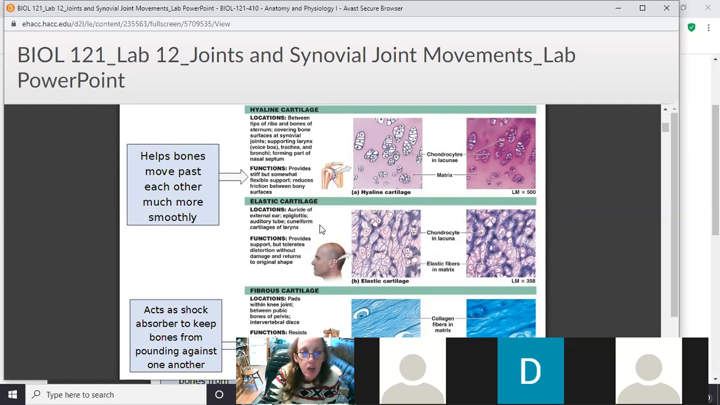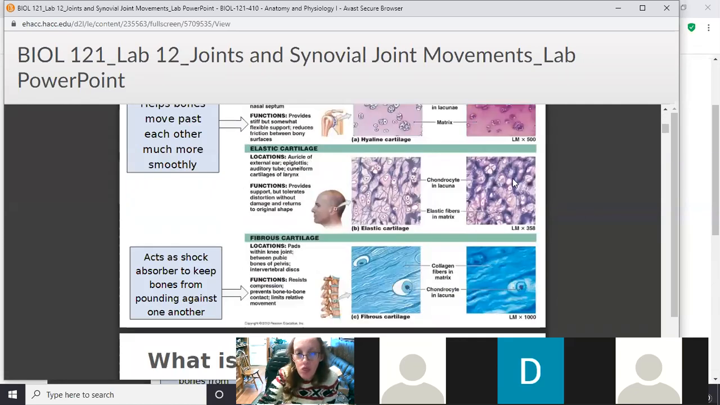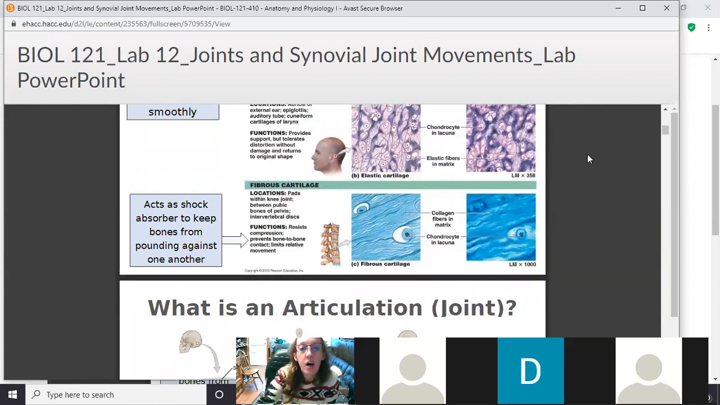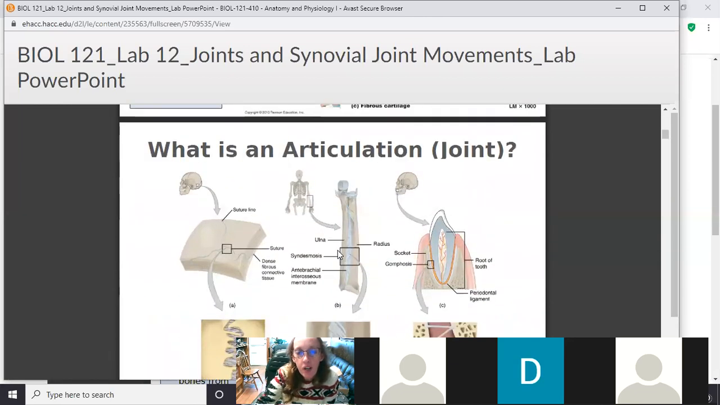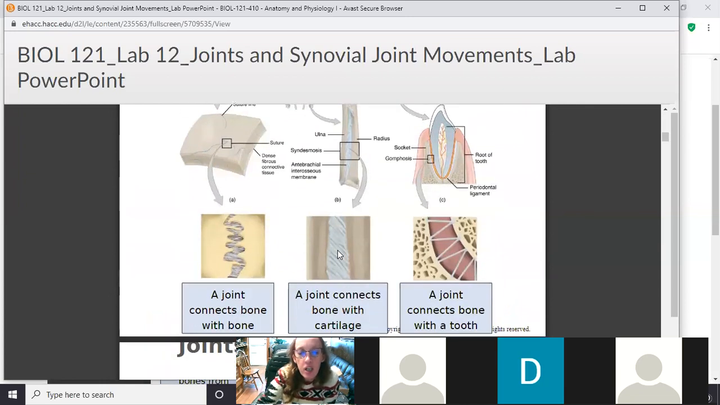The cuneiform cartilages of the larynx, the auditory tube. Fibrocartilage forms pads within the knee joint, between the pubic and pelvis bones, so this would be the pubic symphysis, and the intervertebral disc. What is an articulation, a joint? A joint that connects. I know this is one of the questions, I think it's on the first page. A joint connects bone with bone.